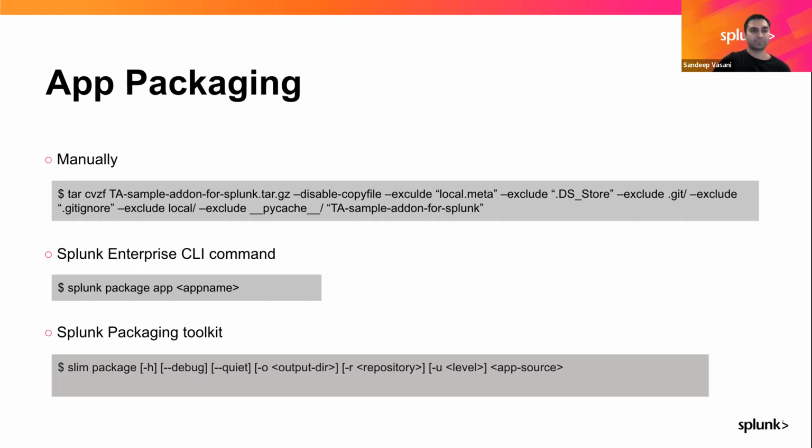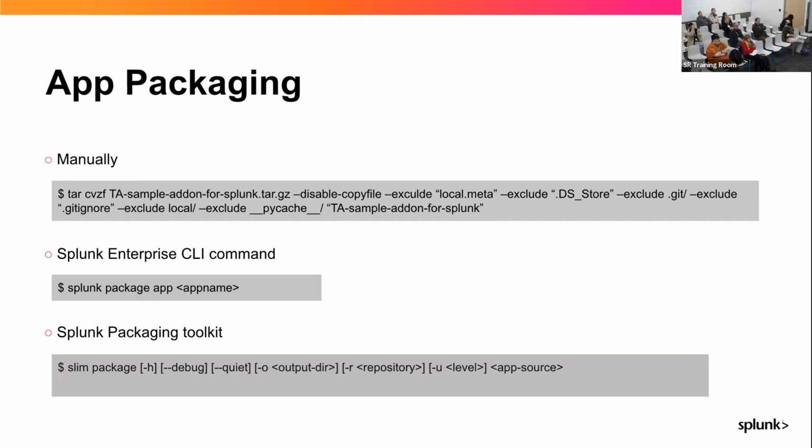And the other option is to use the Splunk Enterprise CLI package app command that's included with Splunk Enterprise. This command will create a tar archive of your app directory and will save it under app package under Splunk home with the .spl file extension. And the third option is you can just use the Splunk packaging toolkit that will take care of all the packaging and removing all the unwanted or hidden files. And you can install the Splunk packaging toolkit using the Python package installer.